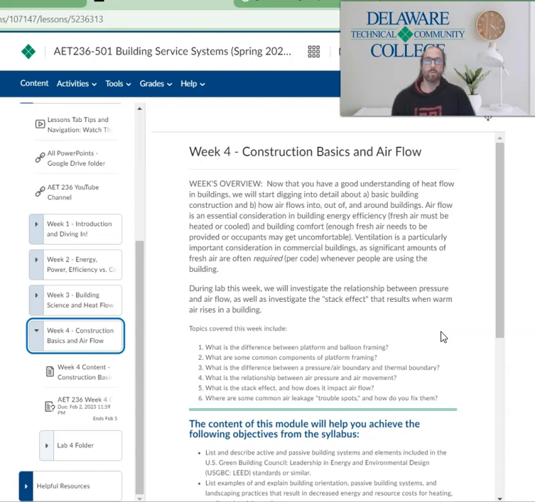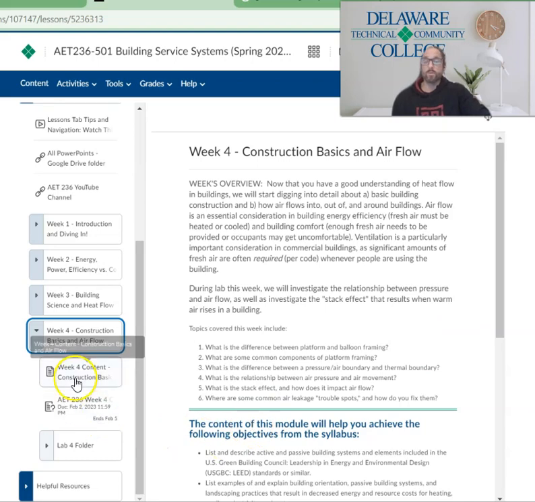This week we will go over the basics of framing and building construction, and also how air flows throughout a building. So sort of what causes air movement, what are the results of the air movement, and what can lead to some of the phenomena that you commonly see in buildings that cause air to move around.